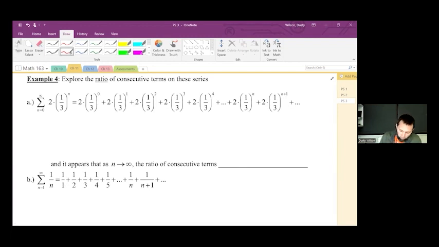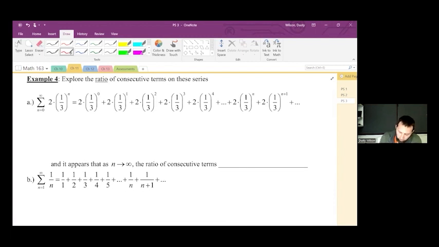So let's start with the geometric series, the sum from n equals 0 to infinity of 2 times 1/3 to the n. That would be 2 times a third to the 0, plus 2 times a third to the 1, plus 2 times a third to the second power, plus 2 times a third cubed, plus 2 times a third to the fourth, plus dot dot dot, plus 2 times a third to the n, plus 2 times a third to the n plus 1.